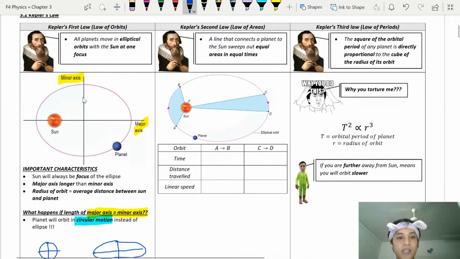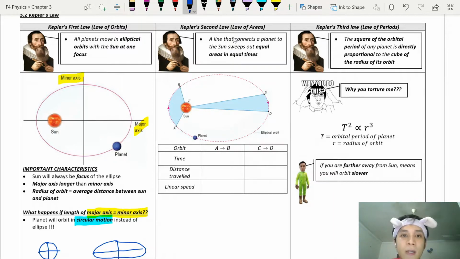Normally it's called the law of orbits. It is basically just mentioning how the planet orbits around the sun. So no formulas here. It's all just explanation. I've just pointed out all the important characteristics that you need to know.